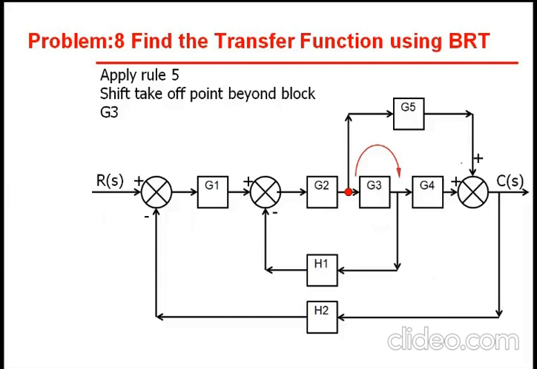The resultant combination of G2 and G3 in this particular block cannot be considered as series, and similarly G3 and G4 cannot be considered as series, because here in between there is an intermediate takeoff point. So hence you can't consider G3 and G4 in series, since a signal is going out.